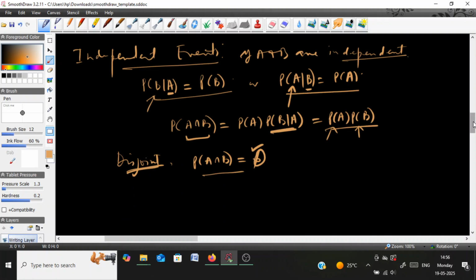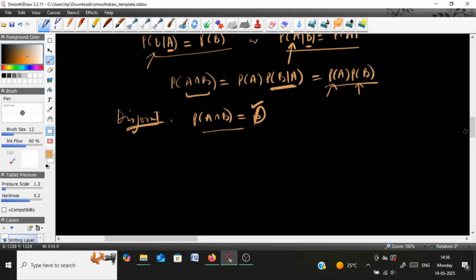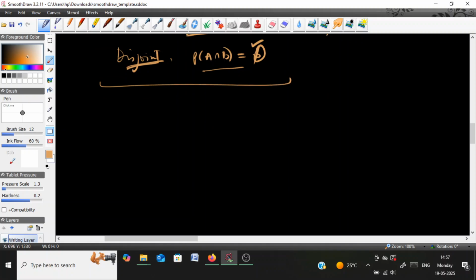Likewise, suppose you throw a coin twice in succession, then the probability of getting a head or a tail in the second trial is independent of the probability of occurrence of head or tail in the first trial. Because these two events are not dependent upon each other, we call them independent events.